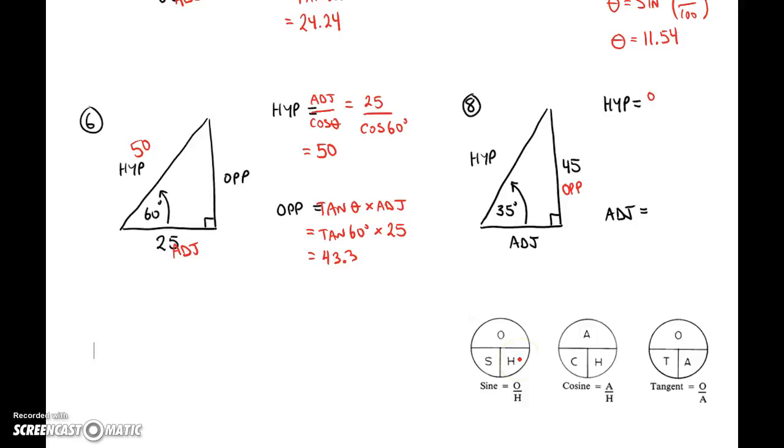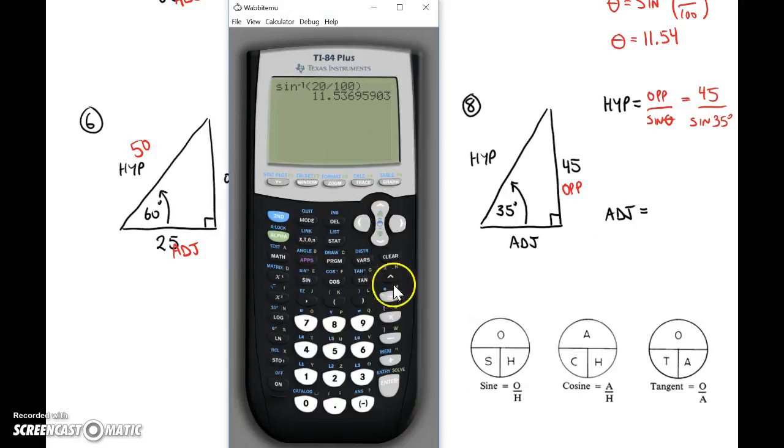So our hypotenuse should be equal to the opposite over the sine of the angle. Our opposite is what? 45. The angle is 35 degrees. And so we'll plot that into our calculator here. So we got 45 divided by the sine of 35, close brackets, gives me 78.45. So it's 78.455. So because this is a 5, then we'll round this up to 78.46.